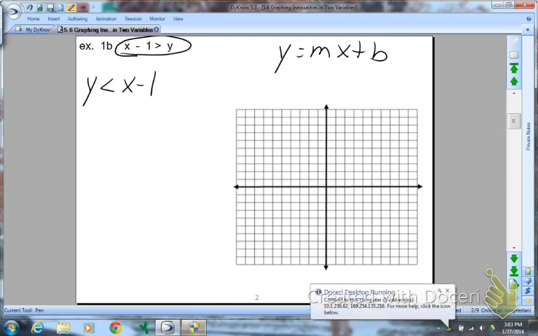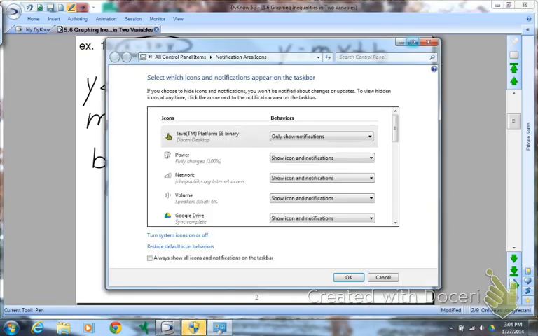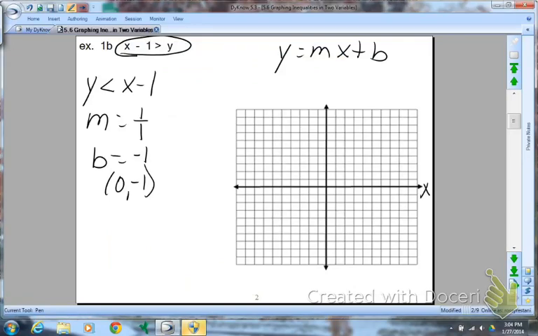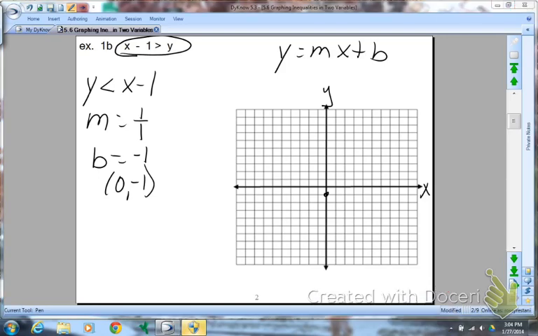Now, is it already in slope-intercept form? Yes, it is. What is my slope? 1. It's the number in front of x. So my slope is 1 over 1. My b, my y-intercept, is -1, which is the ordered pair (0, -1). So I'm going to plot (0, -1). Up 1 over 1, up 1 over 1. Or down and backwards.